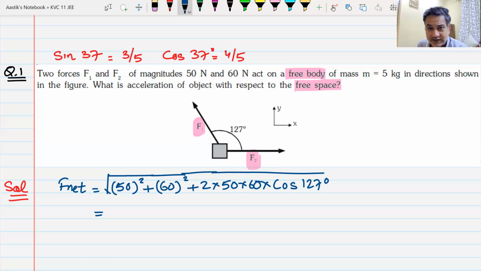Cos of 127 is the same as sine of 37, but with a negative sign. Sine of 37 is 3 by 5. The 1 5 will cancel 1 3, and you will get 60 into 60 square with a minus, and I think you will get the net force as 50 newtons. Are you getting it? Yes or no?